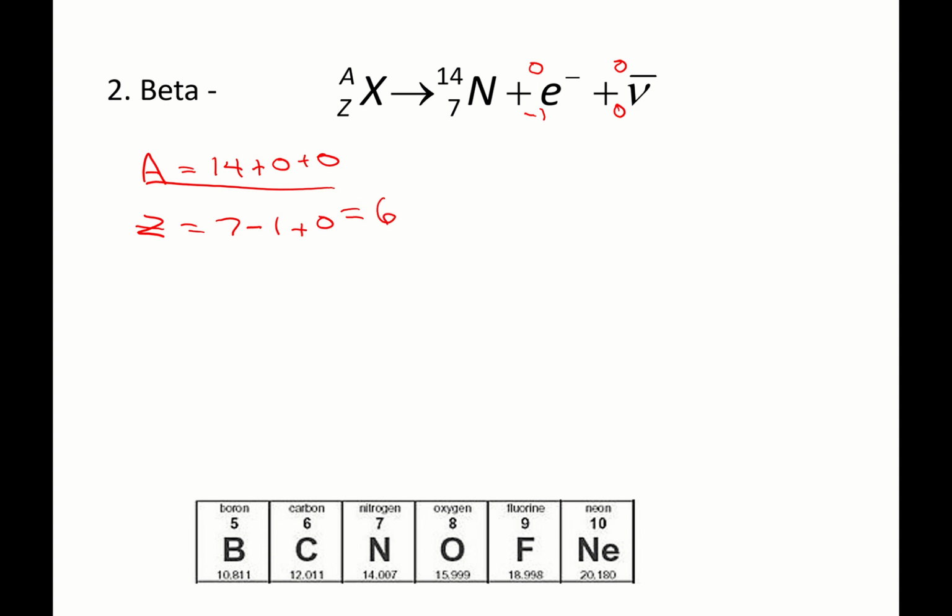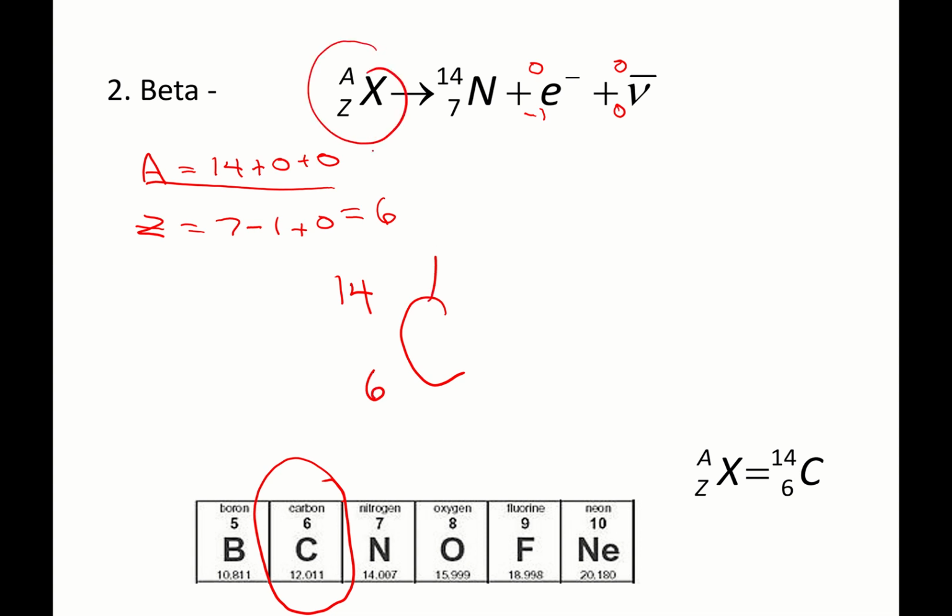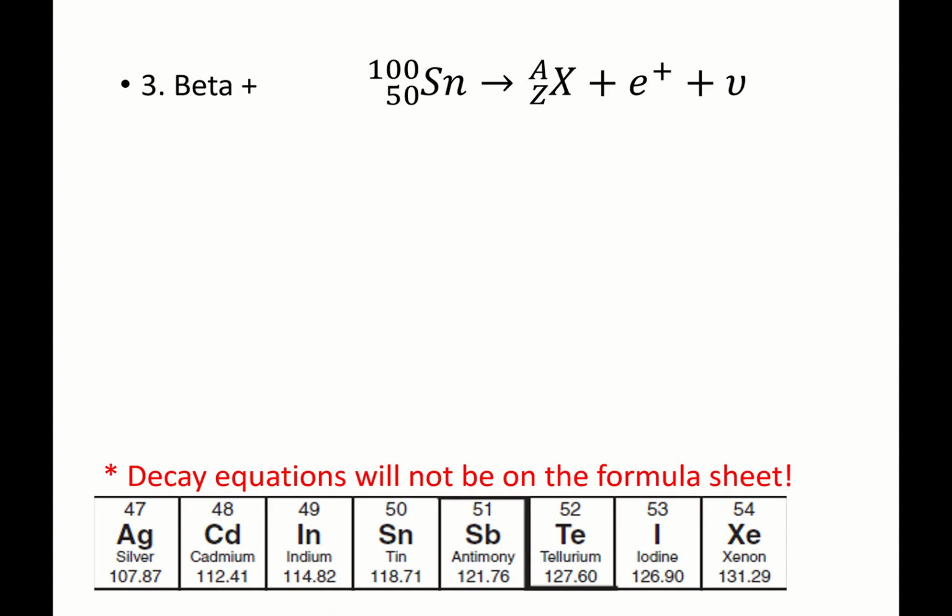So for beta minus decay, I step down 1 spot in the periodic table. So my Z is 6, so that means I have carbon. So it's going to be carbon with 14 nucleons and 6 protons. So to complete the reaction, this is going to be what I started with.